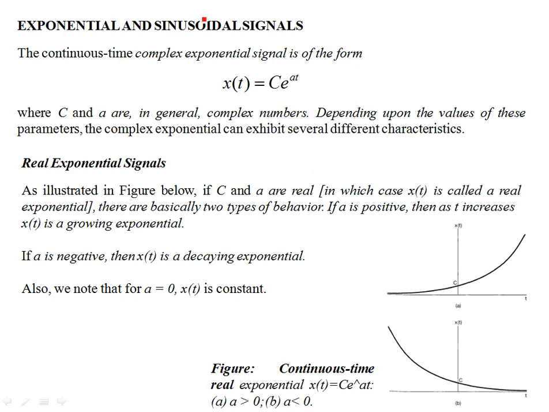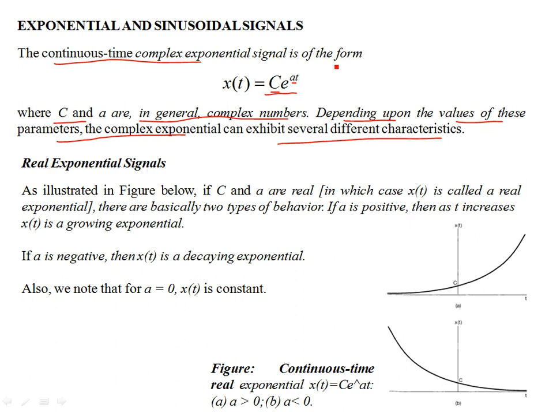to construct other signals. So the continuous time complex exponential signal is, in general, of the form c e to the at. Now these parameters c and a in general could be real. They could be complex quantities. So c and a are in general complex numbers, but they can be real. Depending upon the values of these parameters, the complex exponential can exhibit several different characteristics.